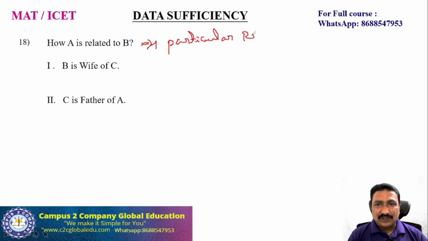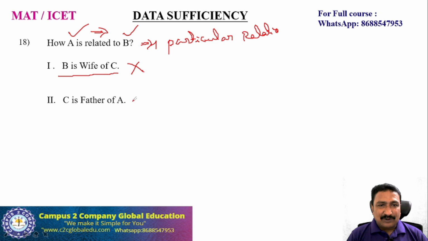Okay, now friends, we should always give the particular relation. Now look at the first statement. B is the wife of C. B is the wife of C means we can eliminate the first statement directly. Why? Because the question is related to A and B: how is A related to B? But the first statement says B is the wife of C. This statement gives information related to B and C. So we can eliminate the first choice.